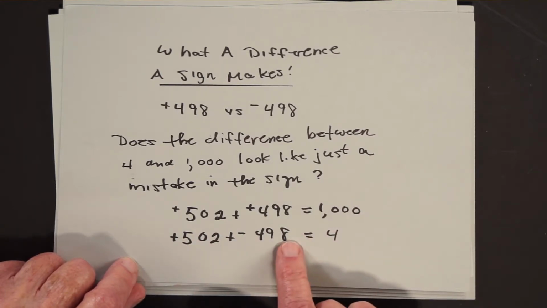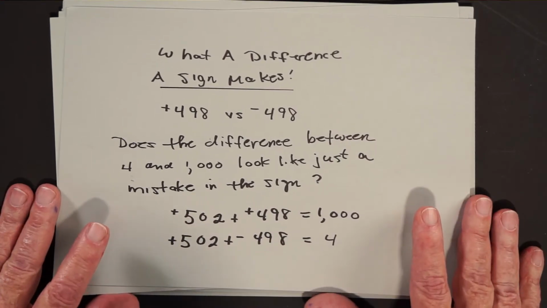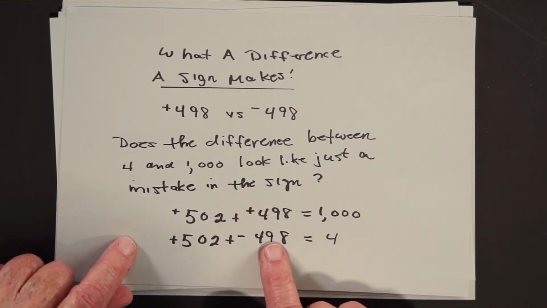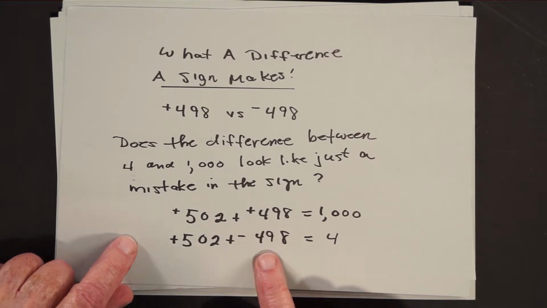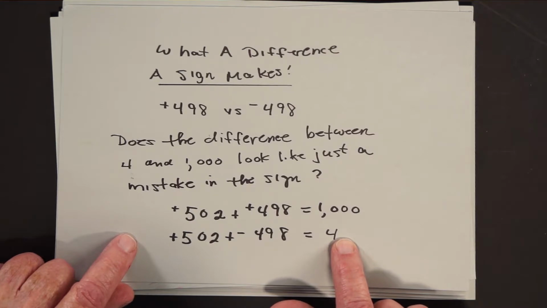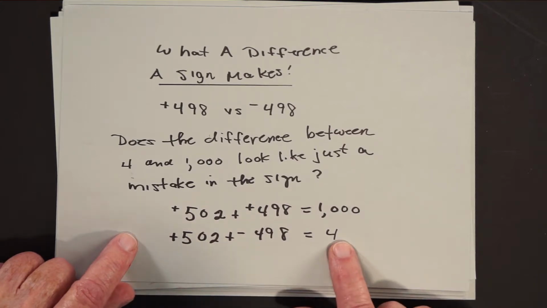Now what happens here? Here it's 502 plus the opposite of 498. See, here there's only a sign difference, right? They have opposite signs, so I subtract the lesser magnitude from the greater magnitude. That gives me 4. And I keep the sign of the greater magnitude. That's positive. So the answer now is 4.